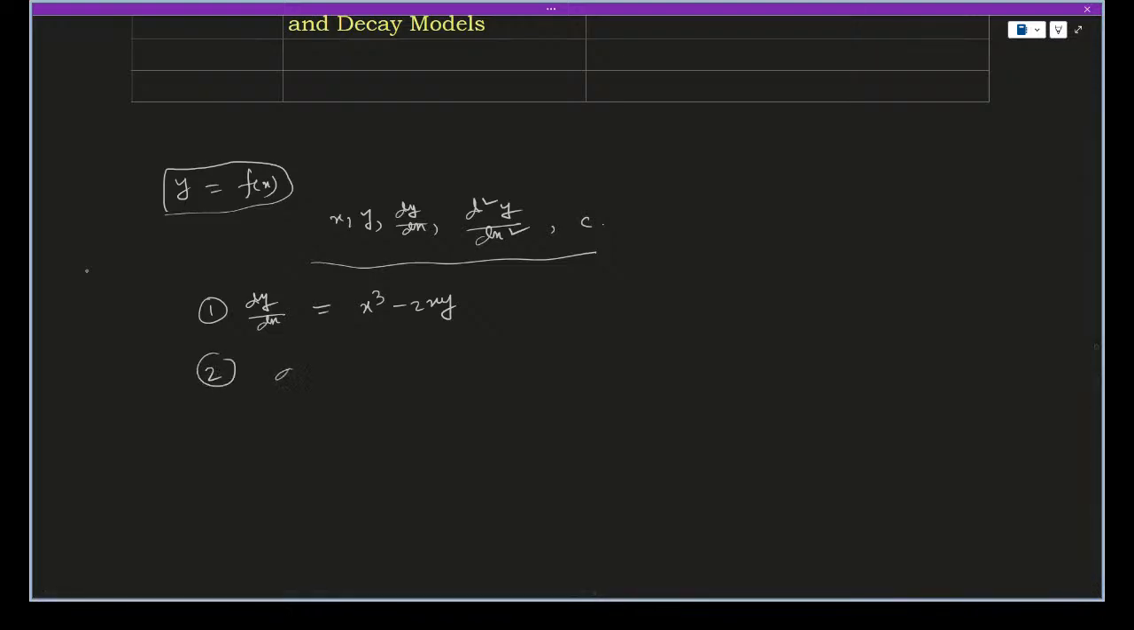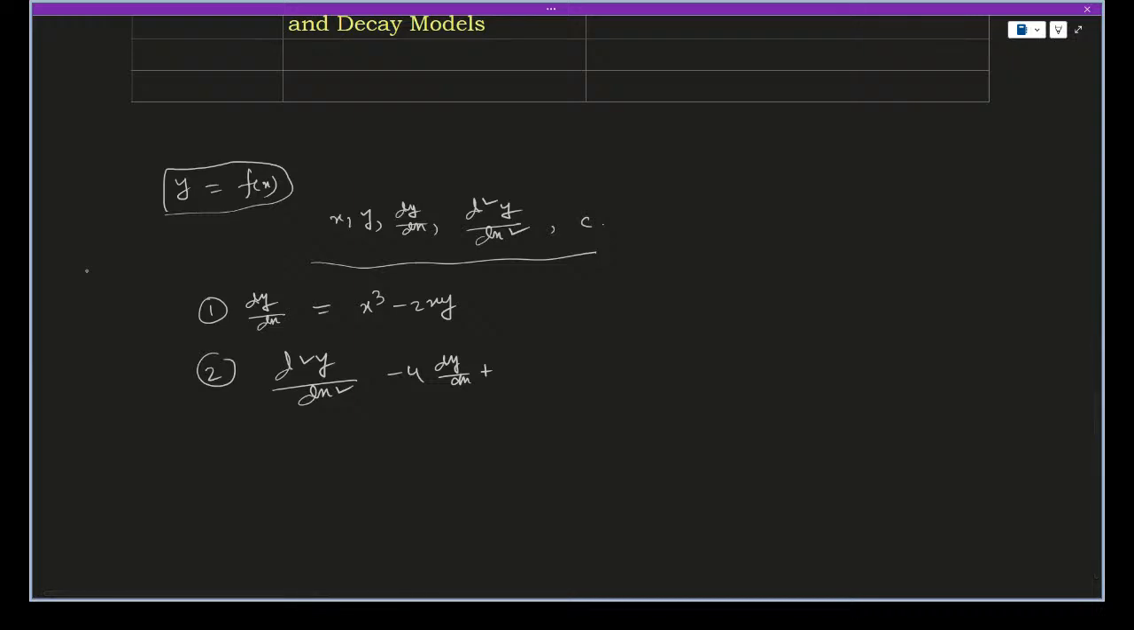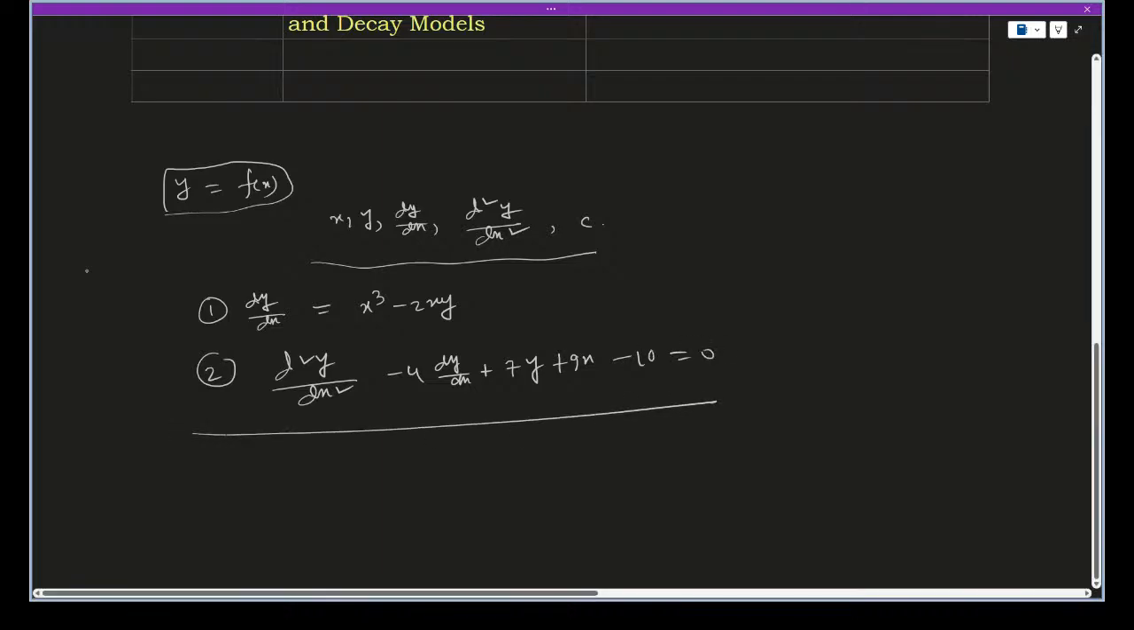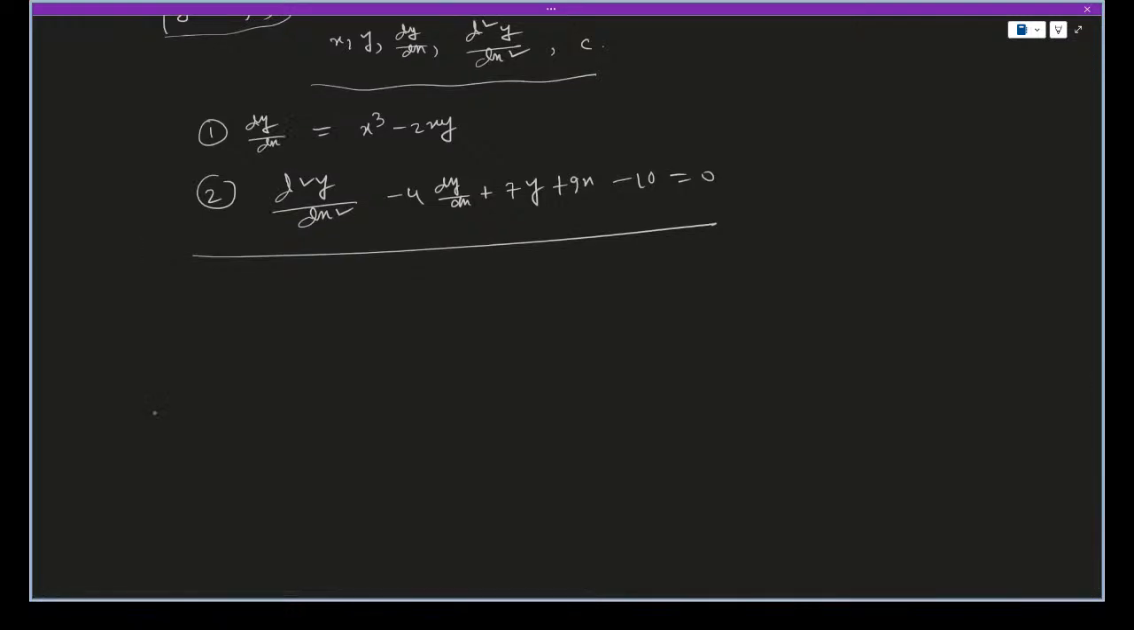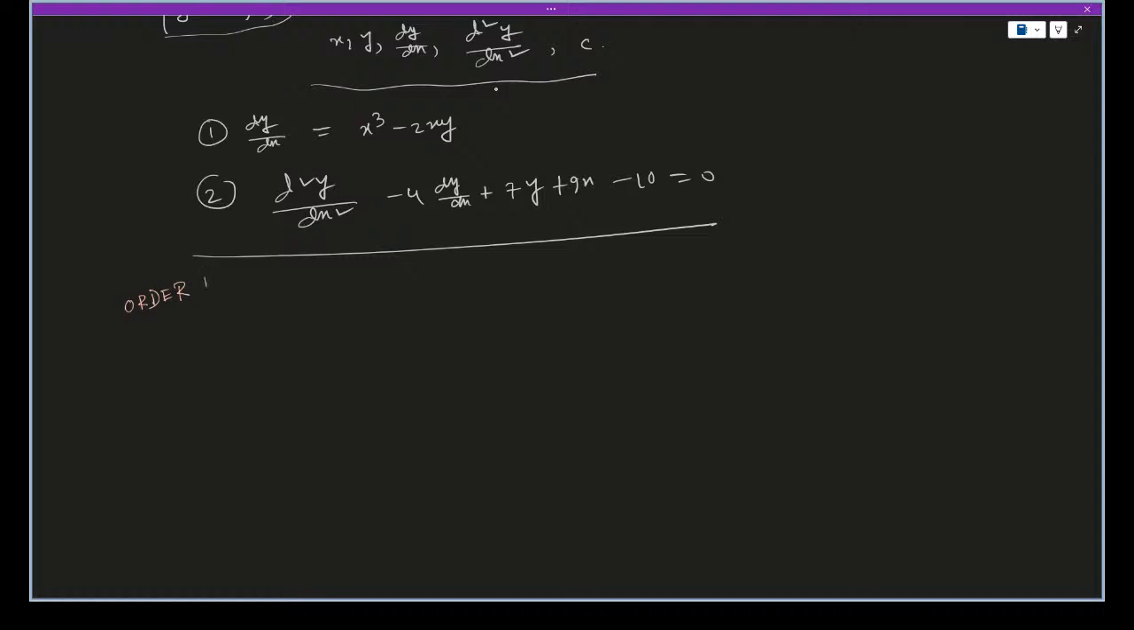Number 2, say d²y/dx² − 4 dy/dx + 7y + 9x, this is a differential equation. Now, we have to study what the order and degree of a differential equation are. So, we are going to learn this now. We are going to remember it, better to say, because most of you have studied it. Order and degree of differential equation.